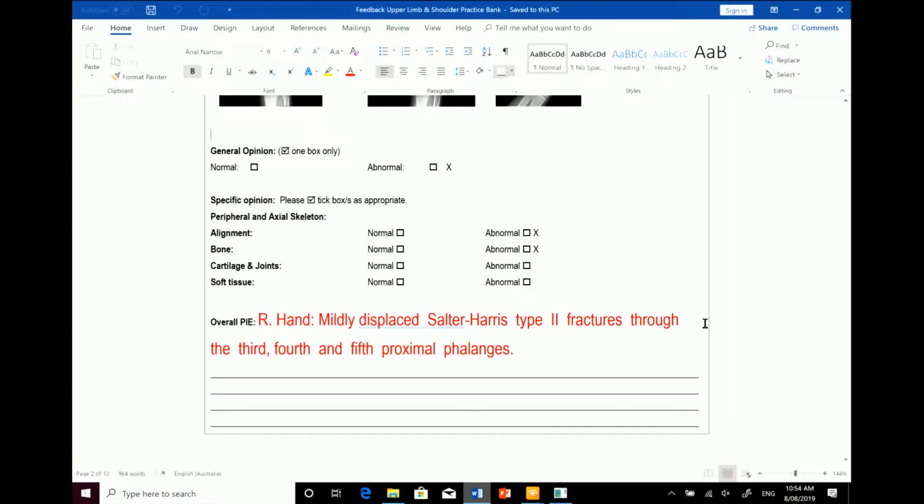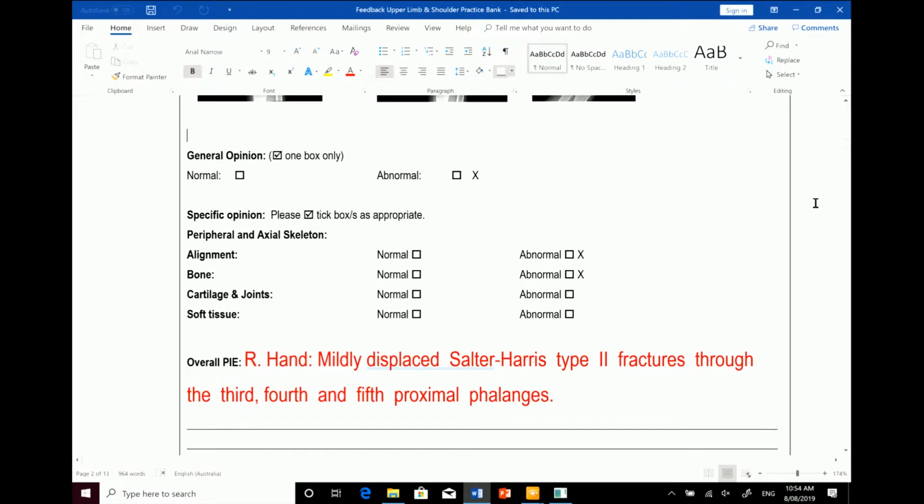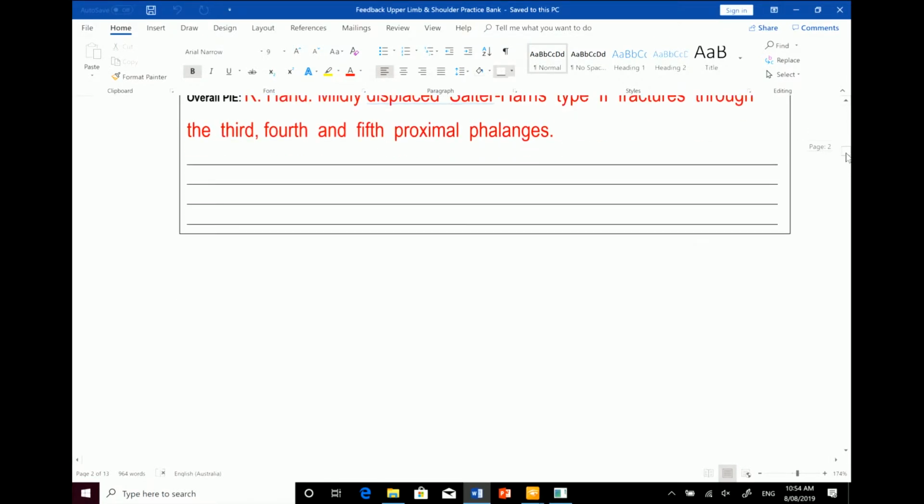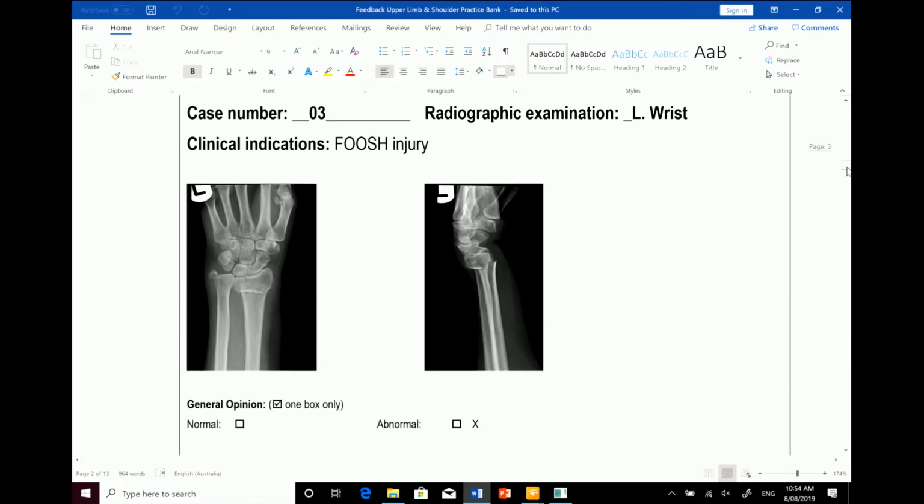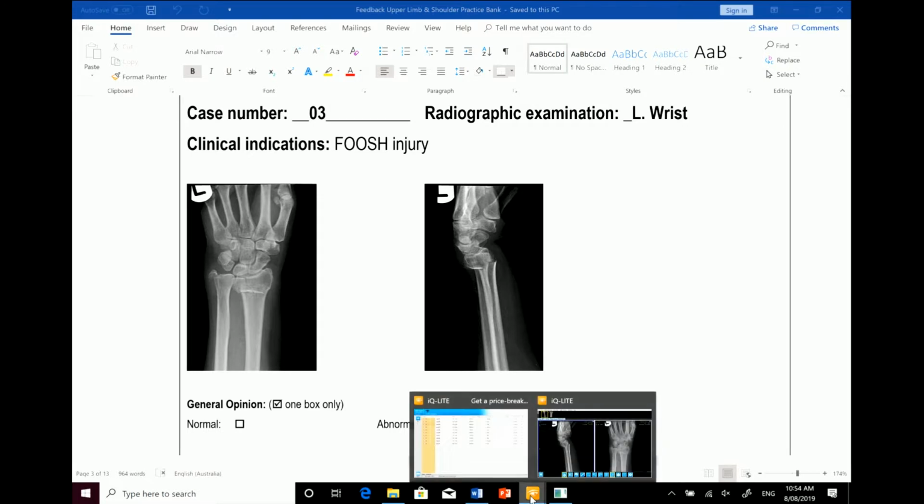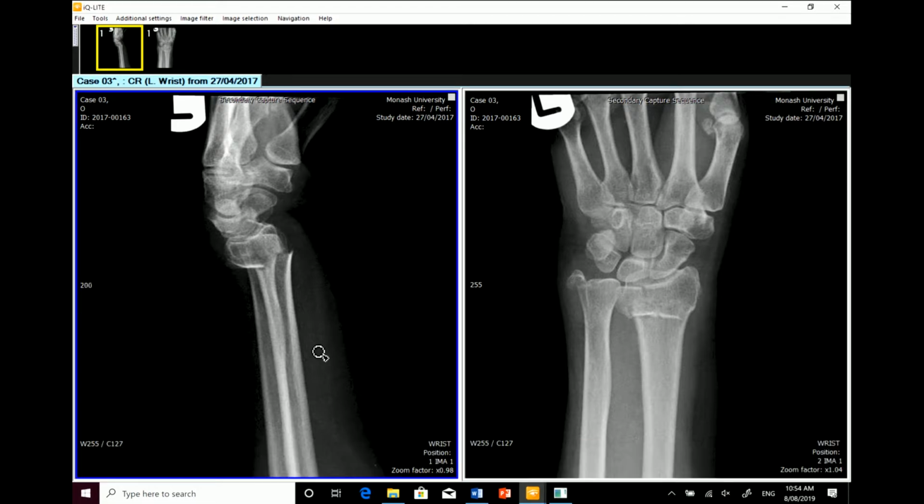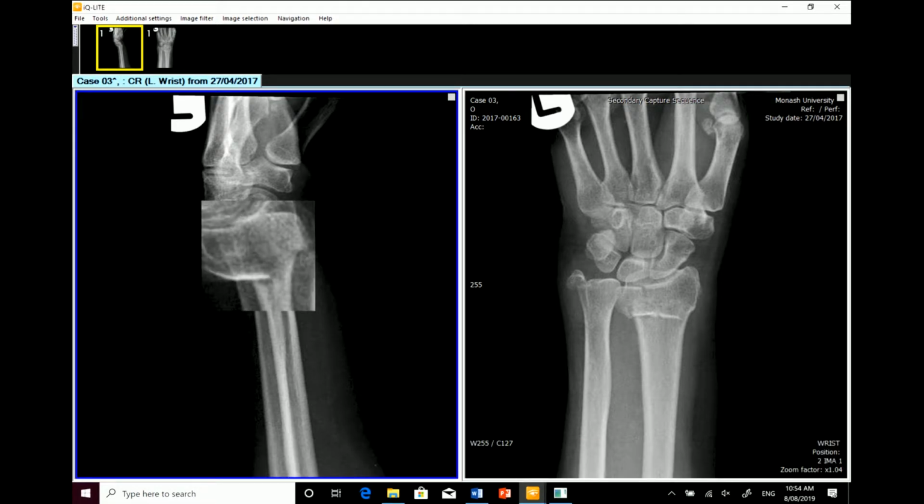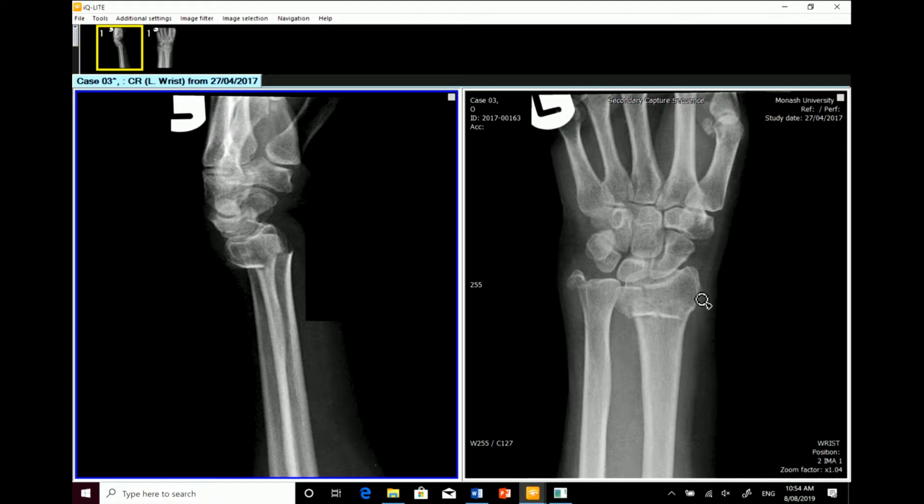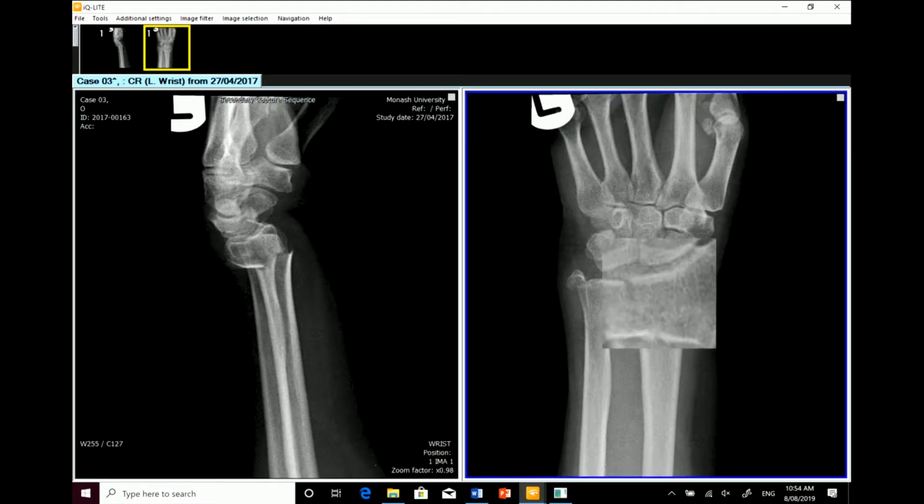Okay, so for our case 3 then, the patient was sent for a left wrist with a fall injury. And when we look at this case, we can see that there is a fracture at the distal part of the forearm, and it's a fracture of the distal radius.